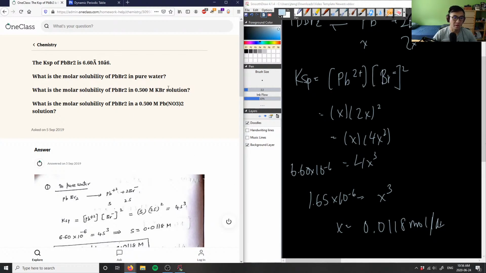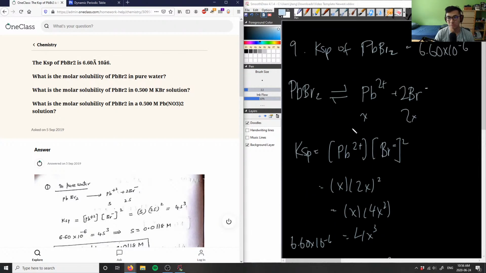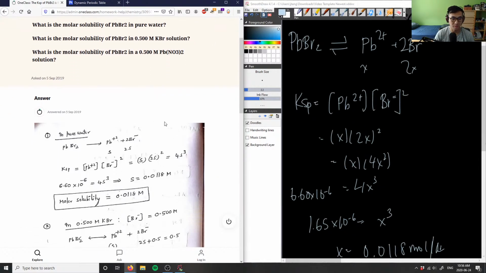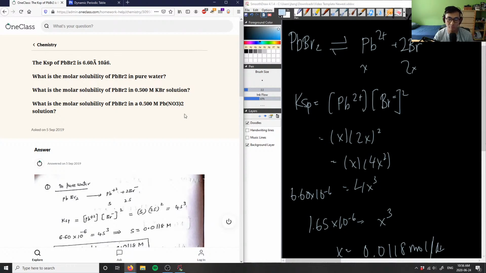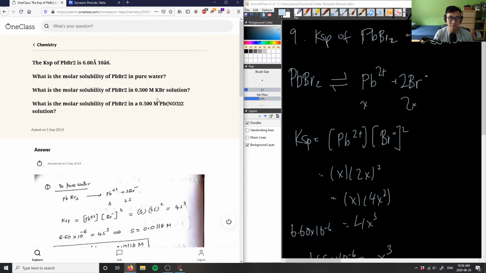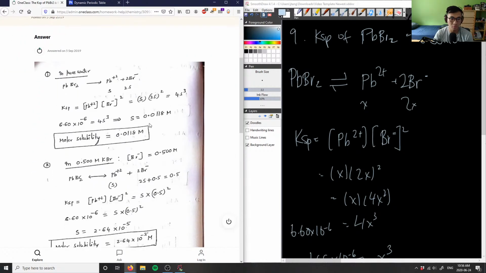And then for the other two problems, I'm just going to simply look at the solution and tell you if it's right or not, just for the sake of time. But it's basically the same thing as what we're doing here, except we're going to add it into KBr and PbNO3 solution. So we're going to add something into our reactant, sorry, and that might change the coefficients for our products. So let's skip ahead and look at what they're doing for 2.